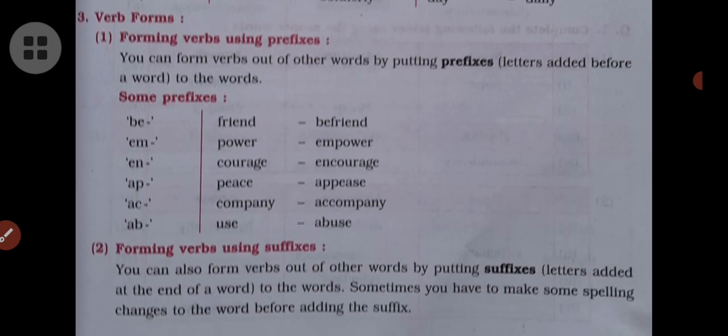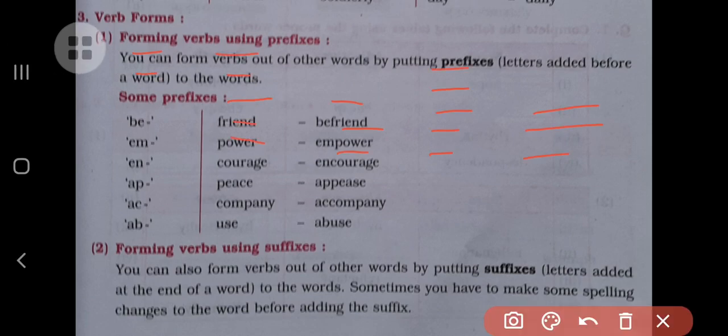Now let us talk about the second form, that is the verb form. How a word can be converted into verb form, we have to understand today. Here I am going to give you verb forms. There are certain ways of forming verbs. First, forming verbs by using prefixes. Prefix means what? We have already discussed that. Some letters we add before the word, that is known as a prefix. You can form verbs out of other words by putting prefixes.